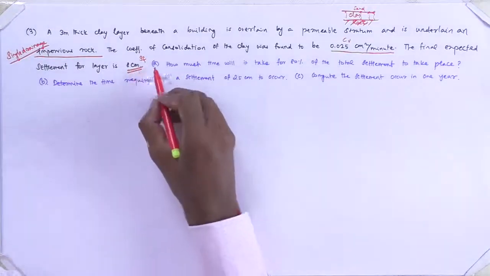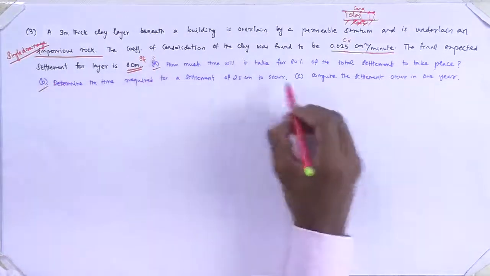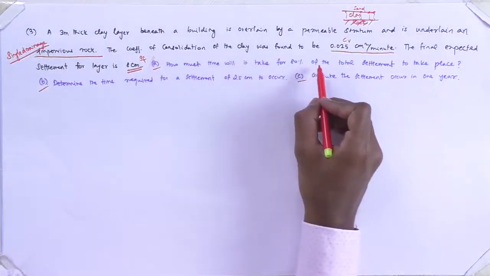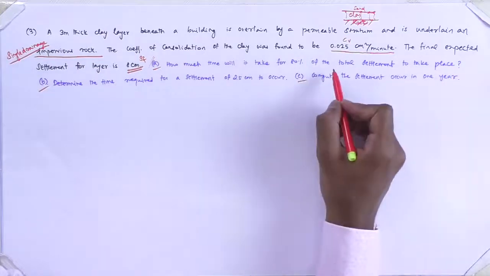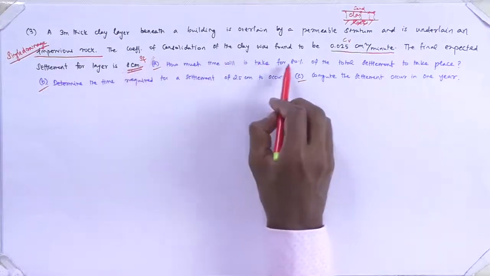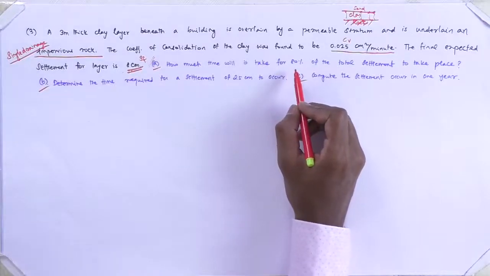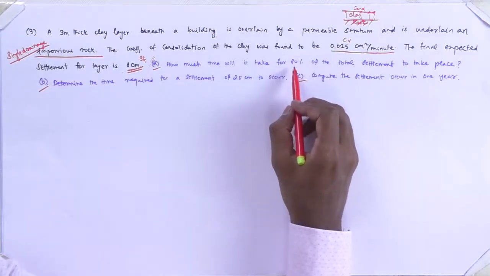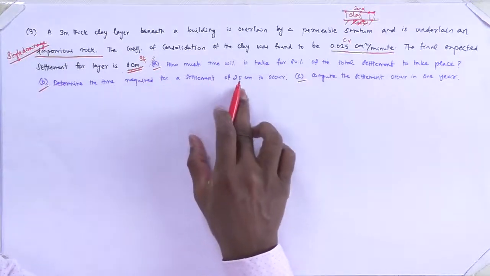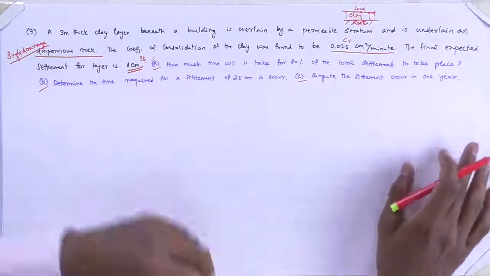So the question is different. They have split it into 3 subdivisions, A, B and C. In the first subdivision, how much time will it take for 80% of total settlement to take place? The total expected final settlement is 8 centimeter, so 80% of the total settlement is around 6 centimeters. Then determine the time required for a settlement of 2.5 cm to occur, and compute the settlement that occurs in 1 year. So these are the three different cases.